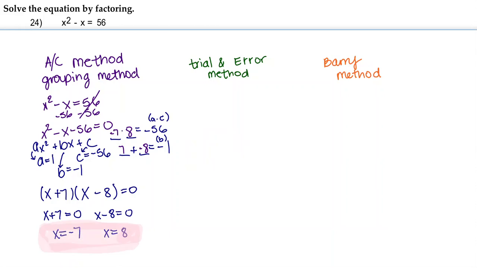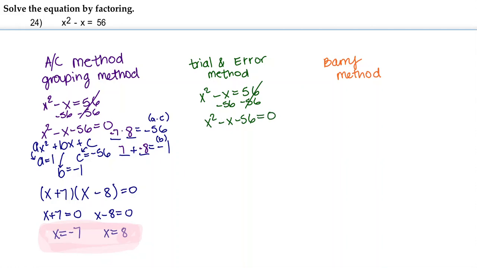Secondly, the trial and error method is going to be very similar to the AC method or the grouping method. So we're going to start out with what we have, x squared minus x equals 56. First and foremost, we're going to get the 56 over to the left-hand side, and we do that legally by subtracting it from both sides. So we have x squared minus x minus 56 set equal to 0.